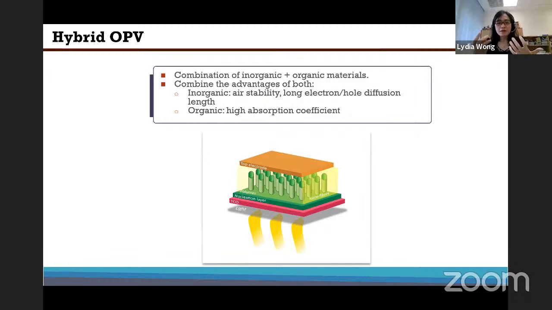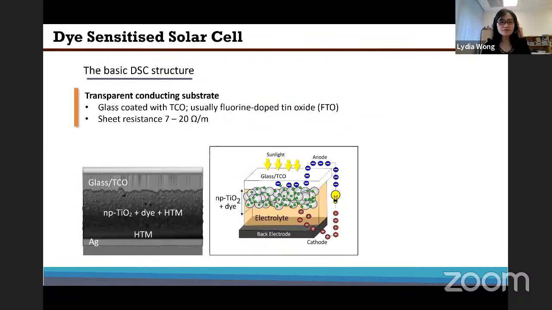Now, can we combine the benefit of inorganic and organic materials? In inorganic materials, the benefit is it has high stability and long electron hole diffusion length or mobility. Organic materials has high absorption coefficient. So people try to do this. They combine both polymers as well as inorganic materials. But to be honest, this is not good enough, for a lot of reasons that I will not discuss here. Another class of good solar cell is dye-sensitized solar cell.